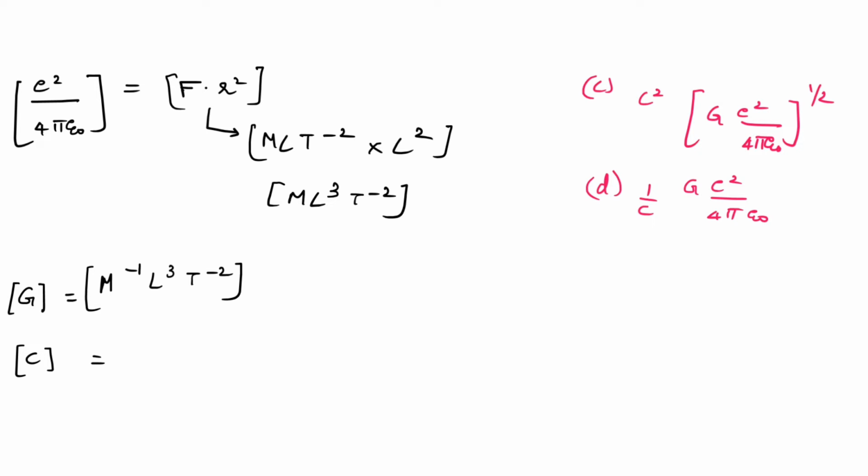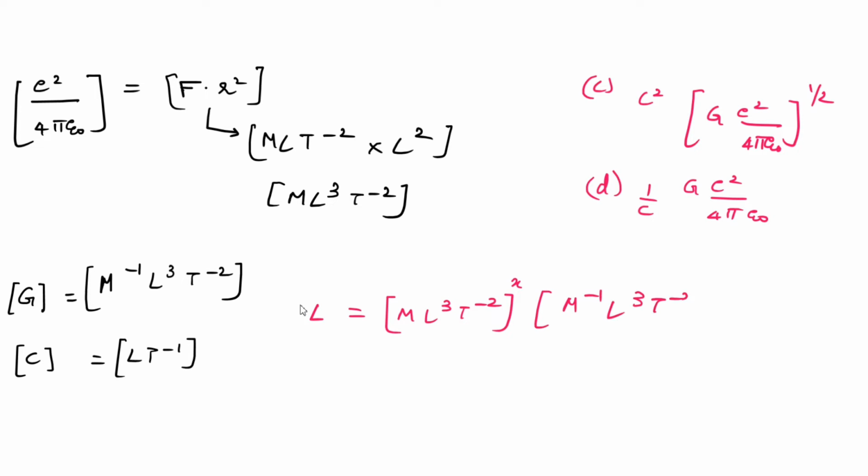So the same thing, you express length as ML cube T power minus 2 whole power x, M power minus 1 L cube T power minus 2 whole power y, and L T minus 1 whole power z. Again, you have to equate the powers, okay, and you get three equations. And then you have to solve them.